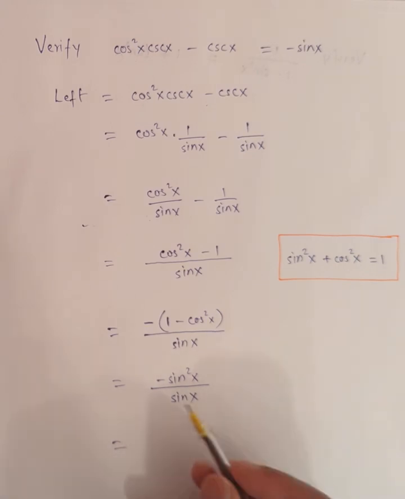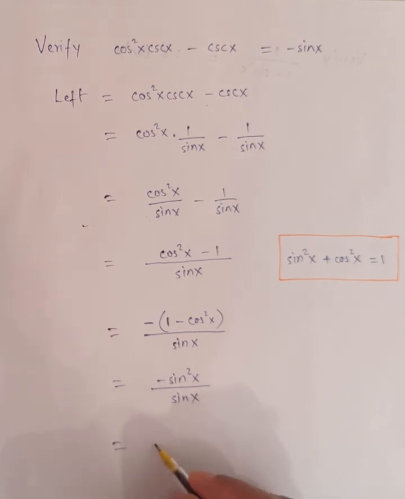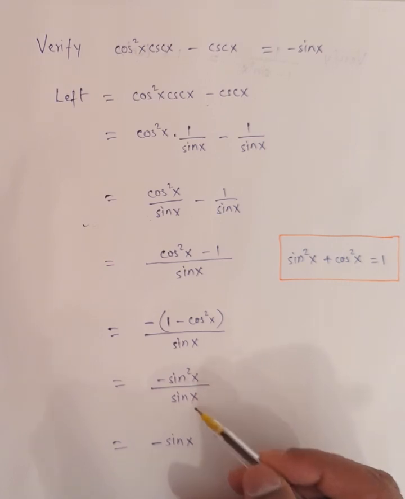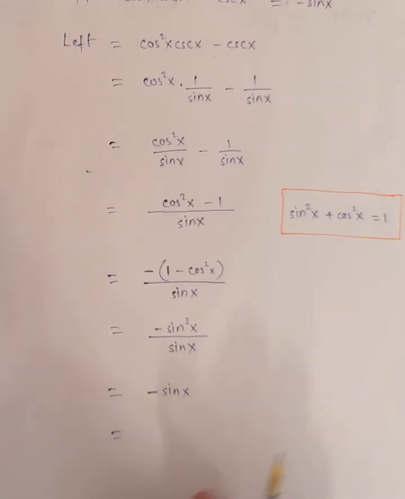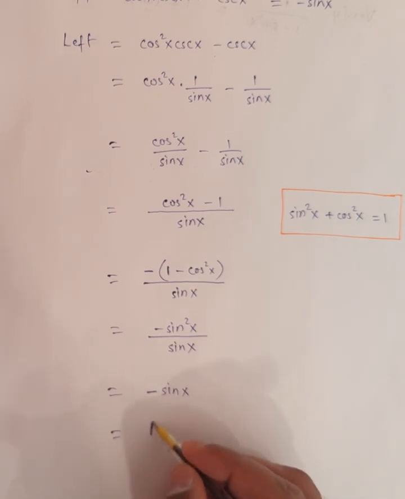So what do I have in the numerator? I have a negative, but I have two copies of sine, and in the denominator I have only one copy of sine, which means one of the copies will cancel with the denominator, leaving me with just one copy of sine x. And of course I have the negative sign. Now that's the same as what I have on the right side. So we are done.